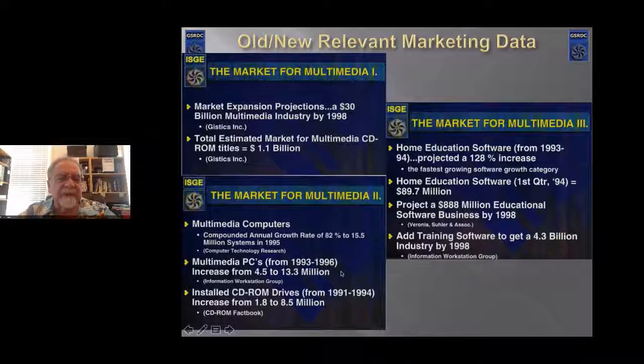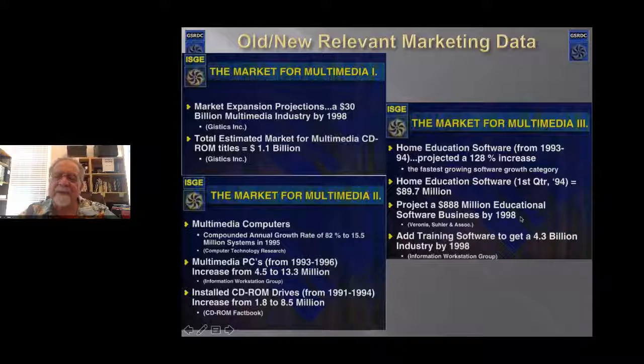The multimedia PCs were supposed to go up from about 5 to 13 million. CD-ROM drives were going to go up. All of these are included nowadays in the standard home laptop. Home education software was projected to go up by 128%. It was supposed to be worth 90 million or so by the mid-90s.